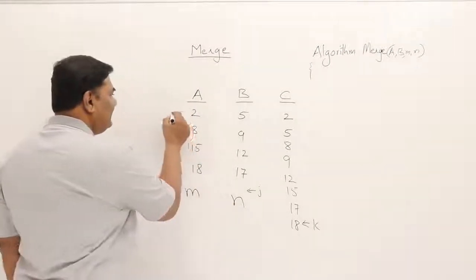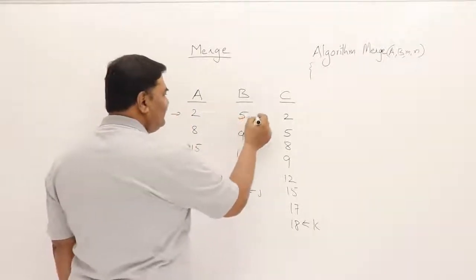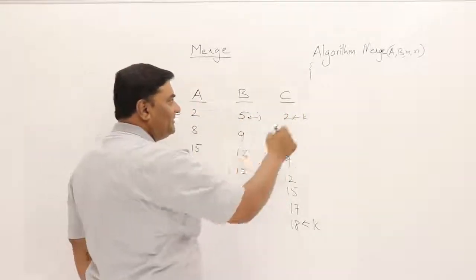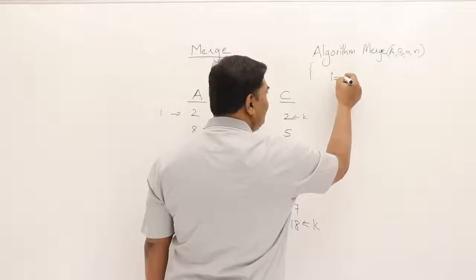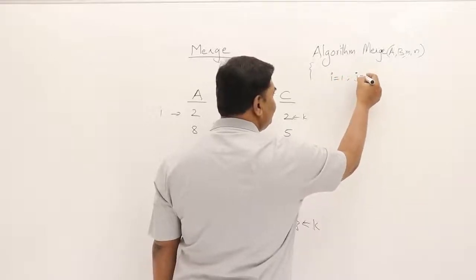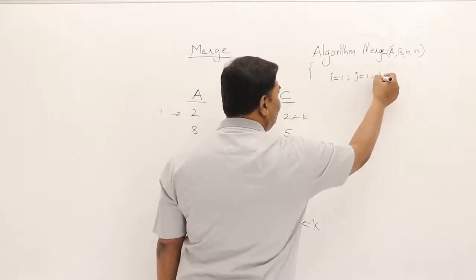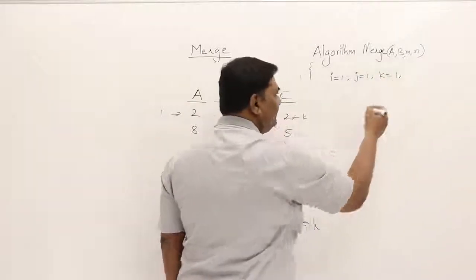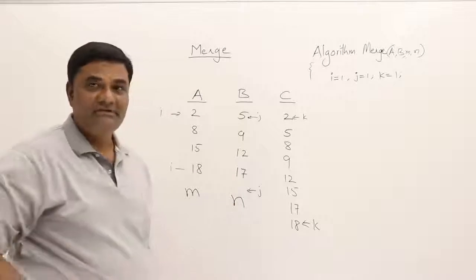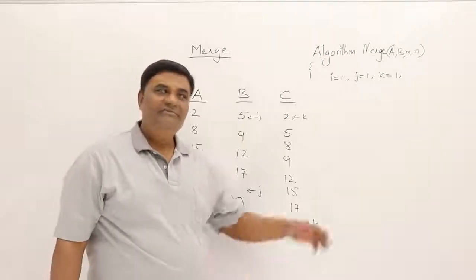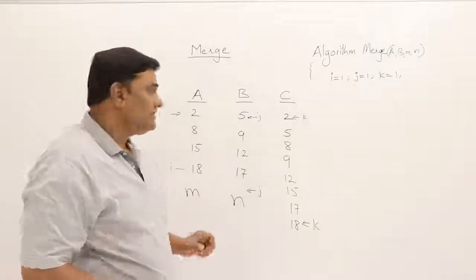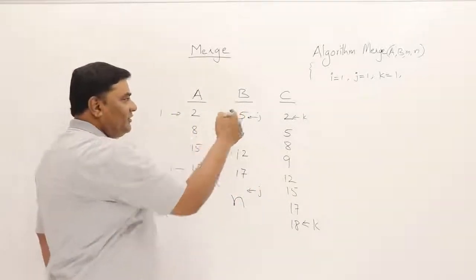We have taken I at the beginning place, and J also at the beginning place, and K also at the beginning place. Initially, if you remember, I is 1, J is also 1, and K is also 1. So I am starting the indices from 1 onwards, not like C, C++ where we start from 0 onwards. For making it simple, I am starting from 1. Now what is the procedure? We compare A of I with B of J.